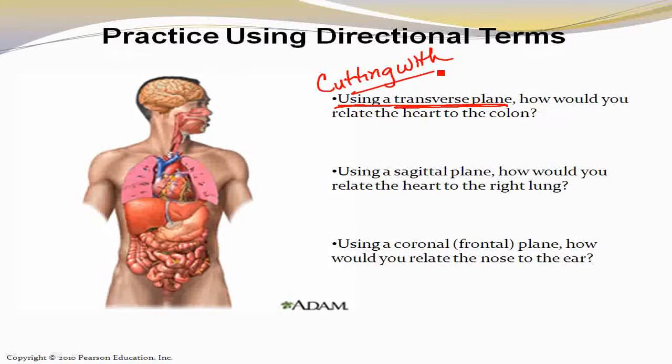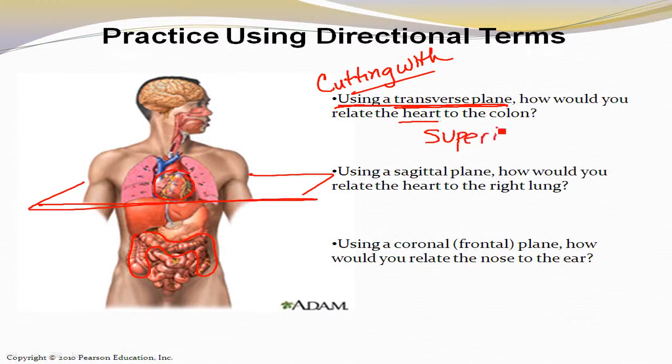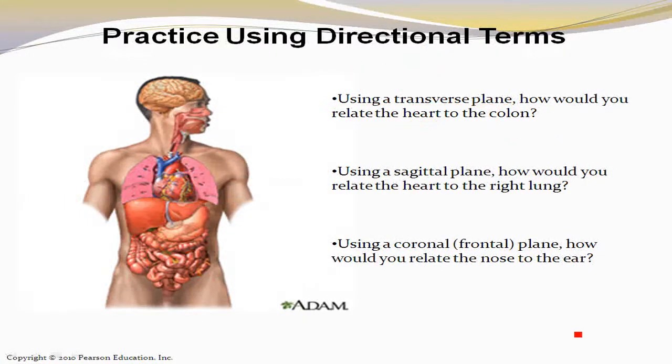So a transverse plane, that's our horizontal section like this, cut through the body. How would you relate the heart to the colon? A transverse plane divides the body into a top half and a bottom half. Here's our colon down here. So you would say that the heart is superior to the colon. Okay? Then what about the second one?